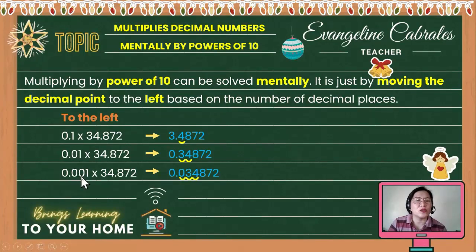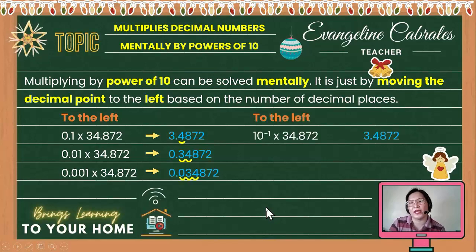So, 1,000ths times 34 and 872 thousandths equals 34,872 millions. Okay? So, yan ang pag-multiply mentally kapag ang given ay decimals. Kagaya nito, 1/10, 100ths, and 1,000ths. Pwede rin ba silang ipakita gamit ang exponent? Pwede. Ganito yan. Tingnan nyo.